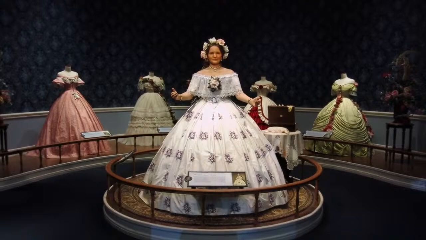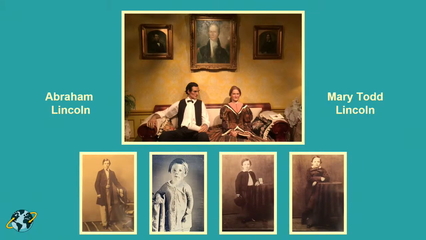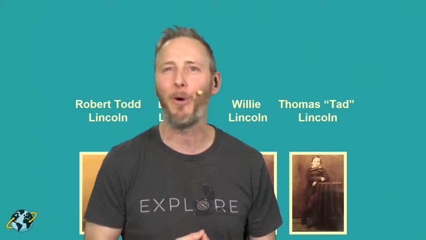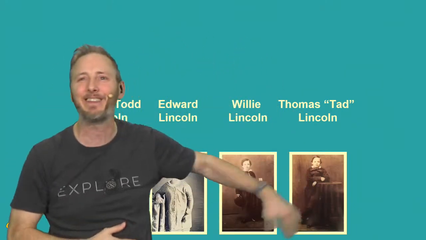Now, they had four children. They were all boys, and Robert Todd Lincoln was the oldest, then Edward, then Willie, then Thomas Lincoln. And Thomas, he nicknamed Tad, because of a tadpole. You ever seen a tadpole with the big head and the little tail coming off the end, right? So he thought Tad had a big head as a kid, so he nicknamed him Tad.